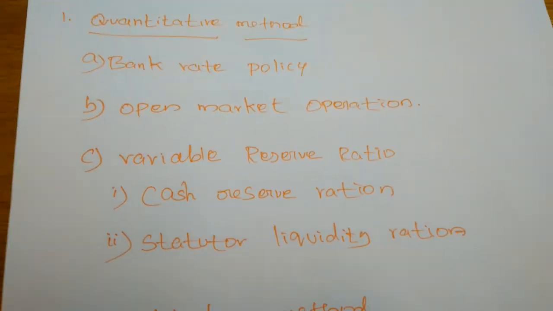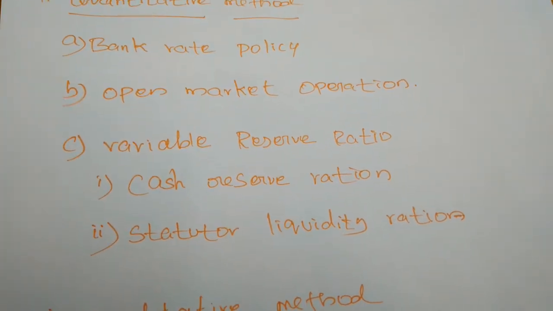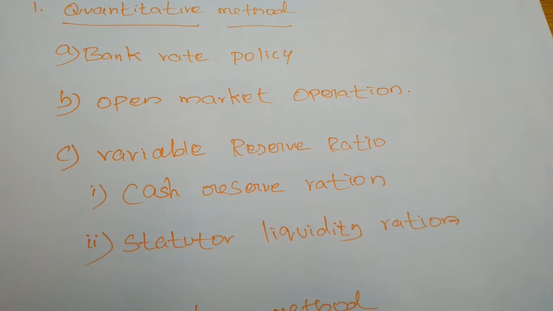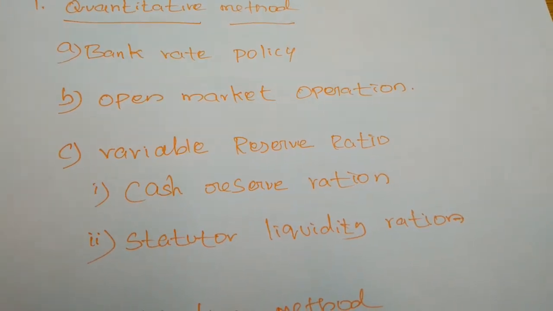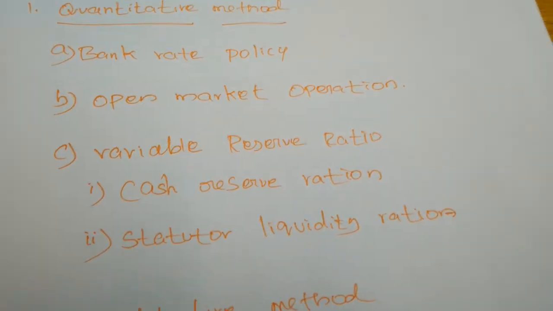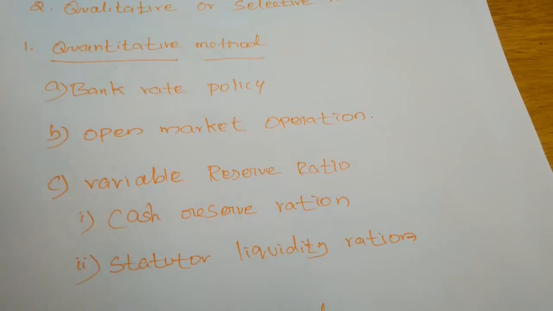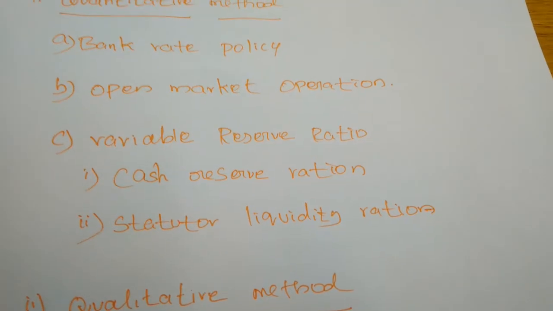So by these three quantitative methods, the bank rate policy, open market operation, and the variable reserve ratio, the Reserve Bank of India can control the credit amount. By increasing these three ratios, the Reserve Bank of India can control the credit in the economy.